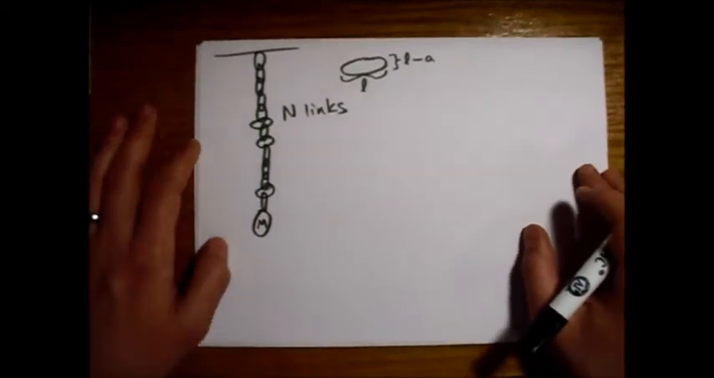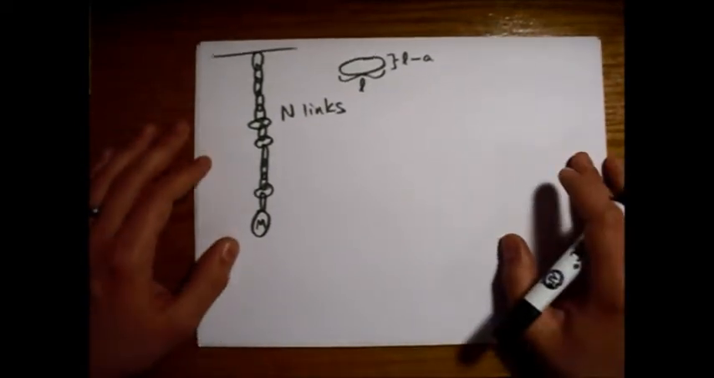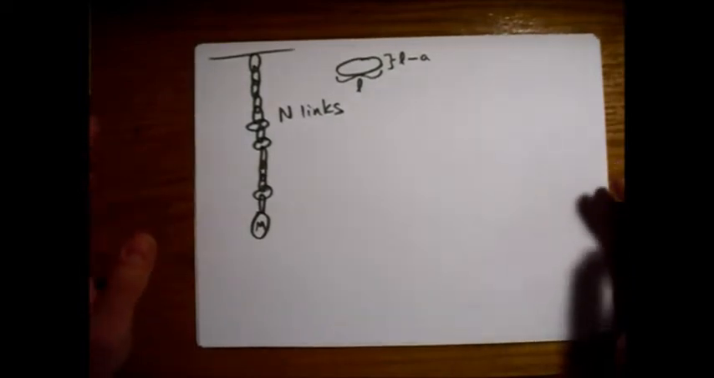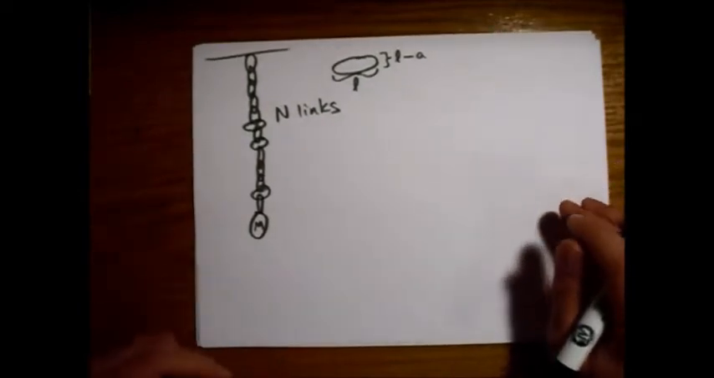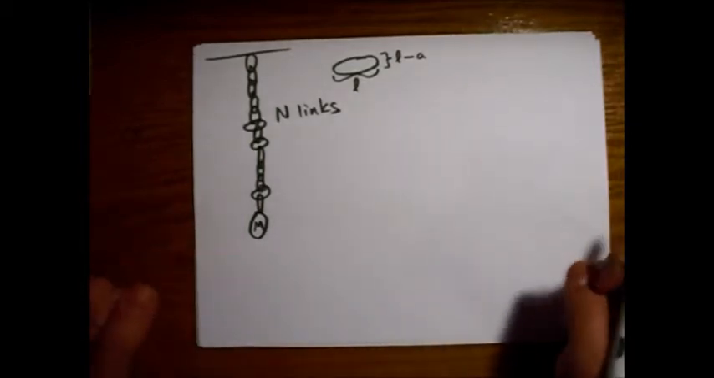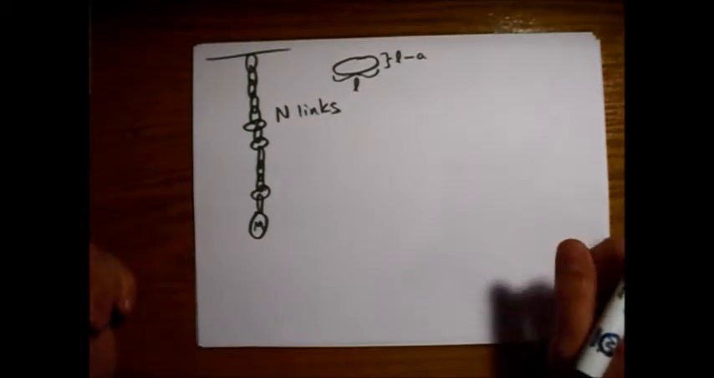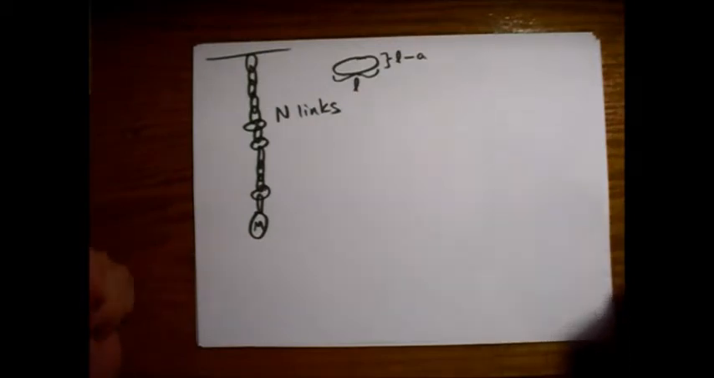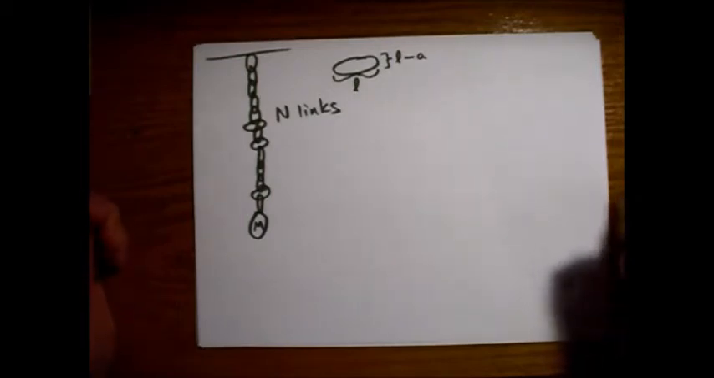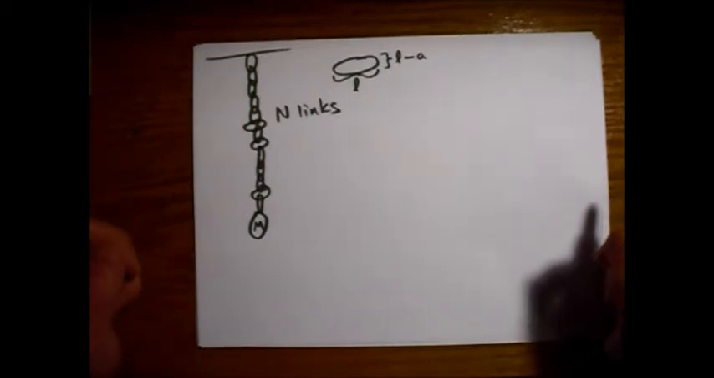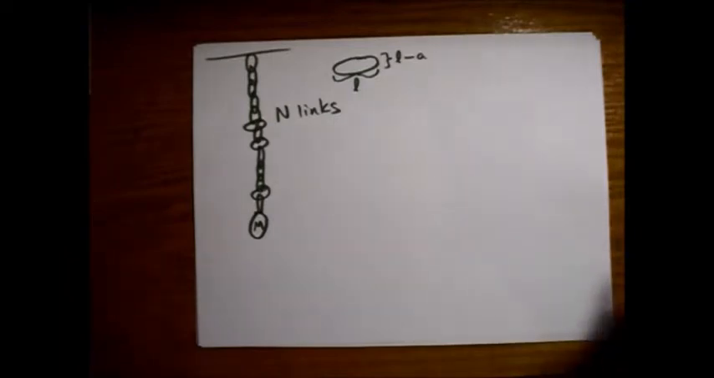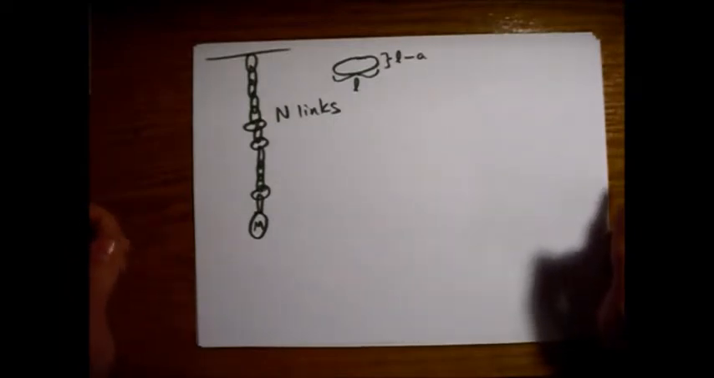So an example of a real life chain where something like this can happen is, say you have a strand of DNA and it's all coiled up in a bunch of different configurations, and maybe you have a bead attached to the end that's being pulled. You can do this with some laser tweezers, and you want to know how far will the DNA stretch out.